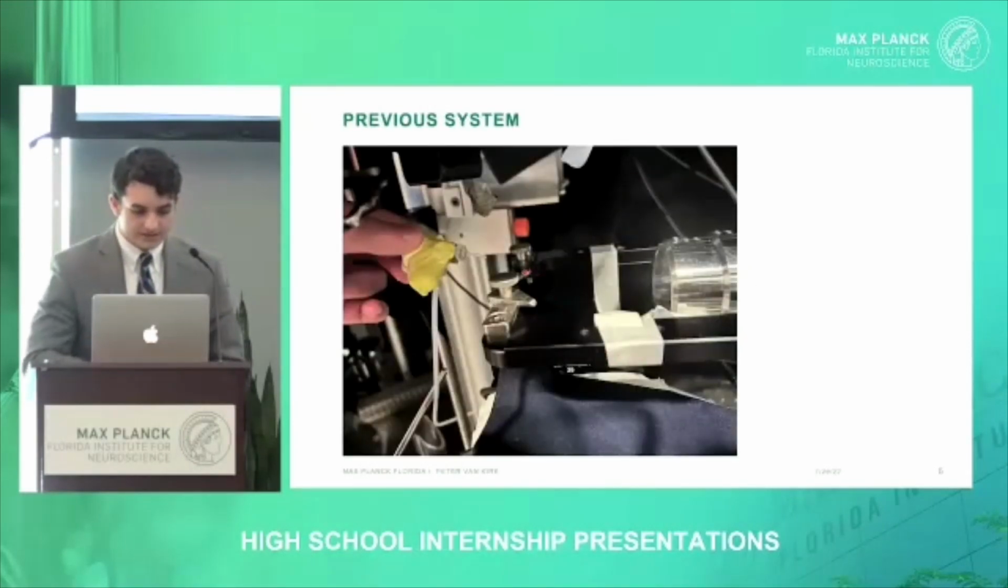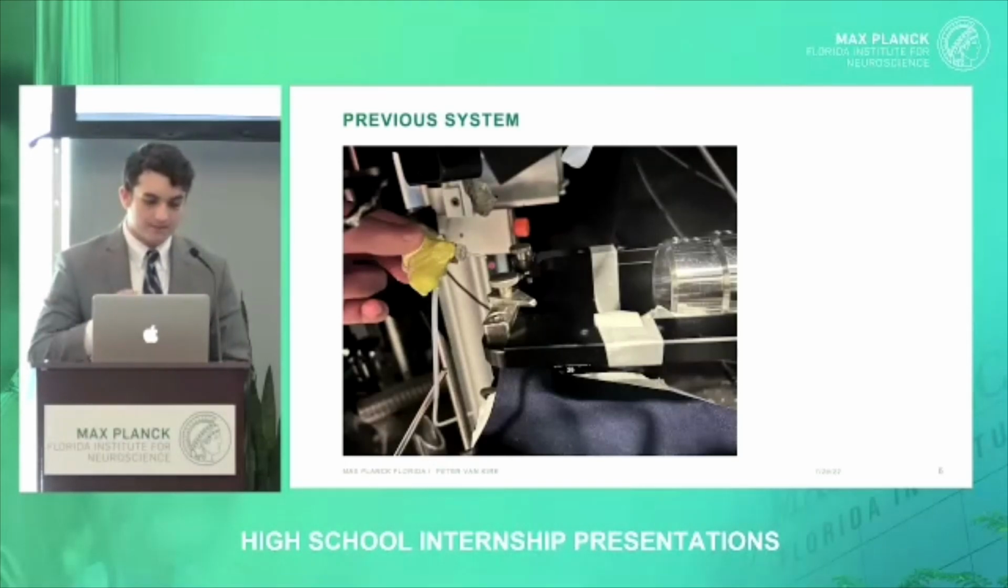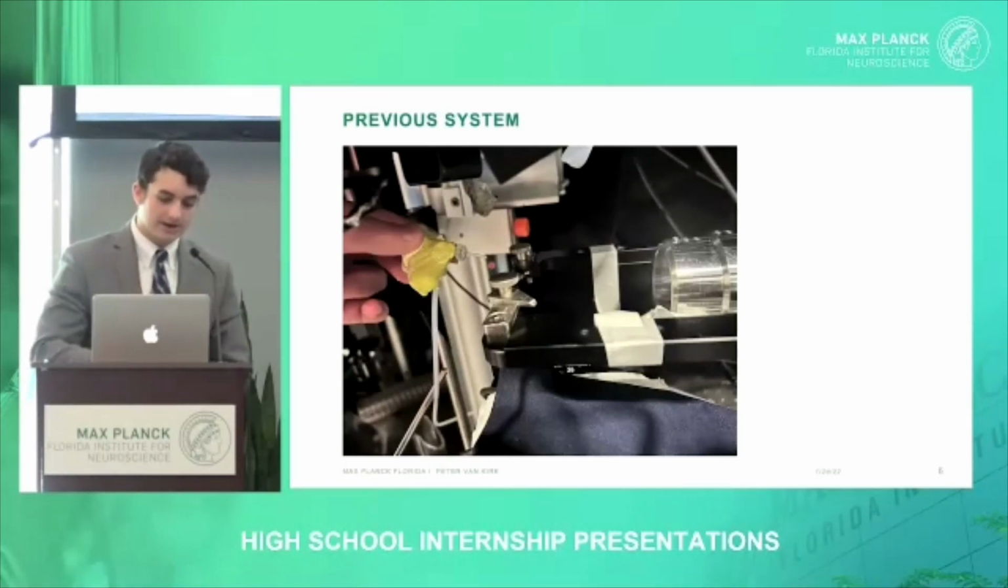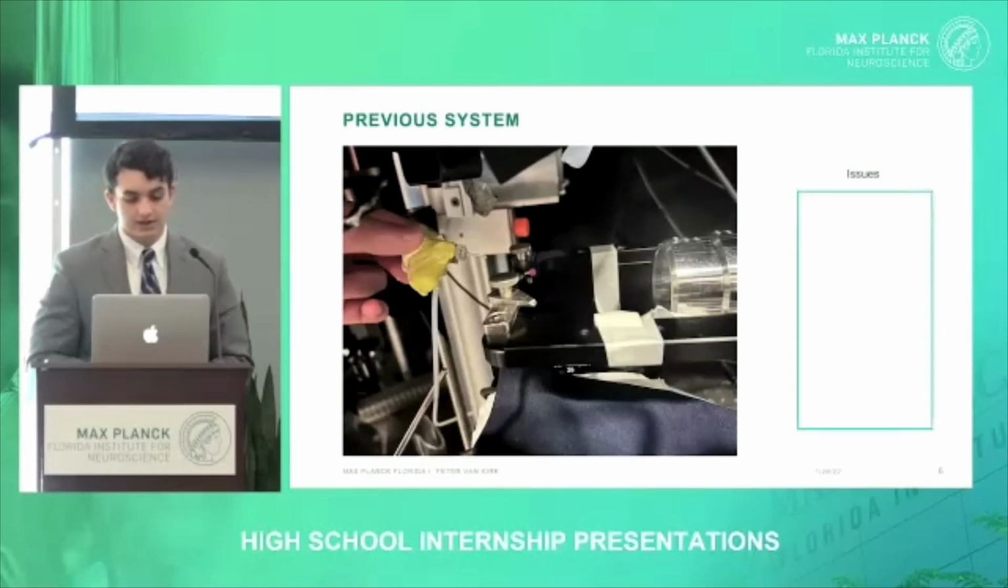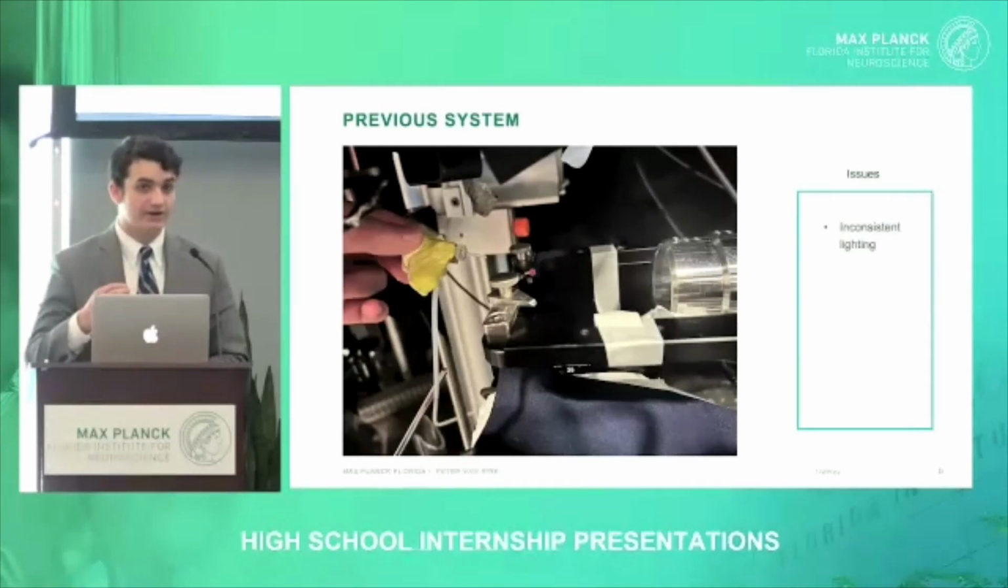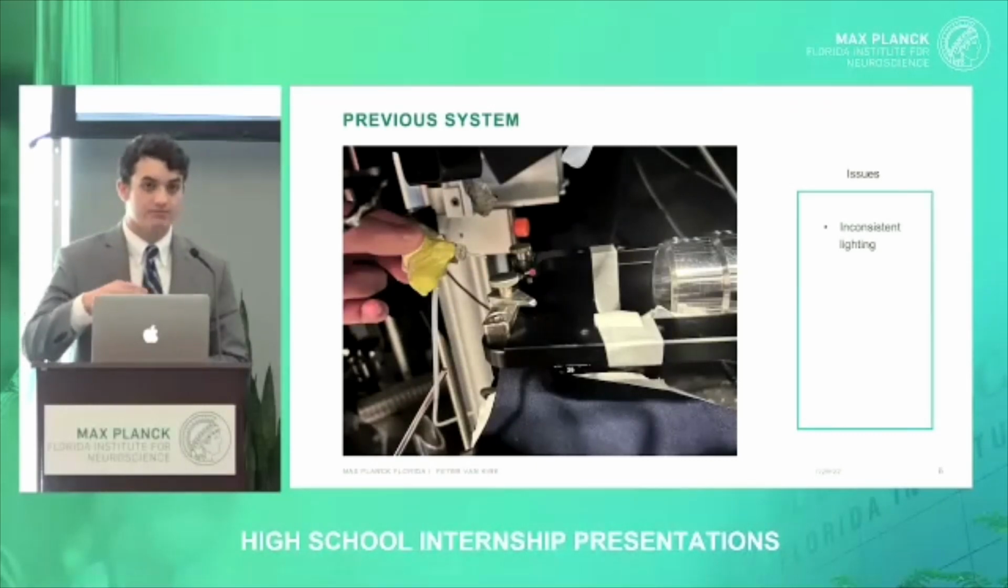So for the previous system, we use an airbrush, like I just said, and a microscope and an LED. The mouse would be sitting right here. The problem with this system is that it had a few issues. The system had inconsistent lighting because the LEDs around the microscope wouldn't actually show on the brain tissue. It would be showing around the brain. So it wouldn't actually light up the image, which is what we need to do to see the reflections.